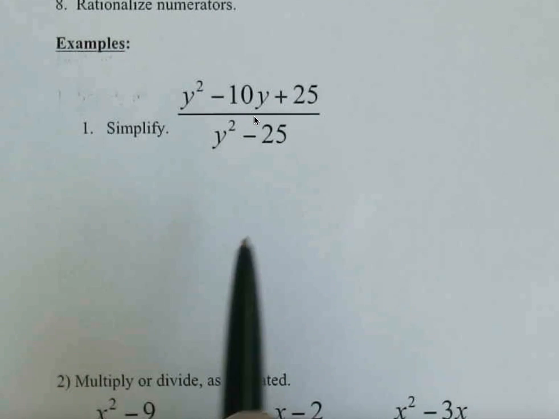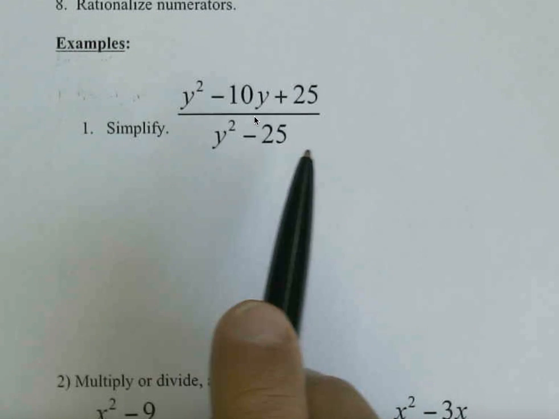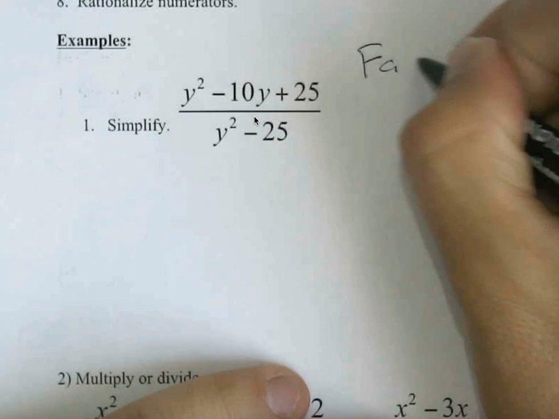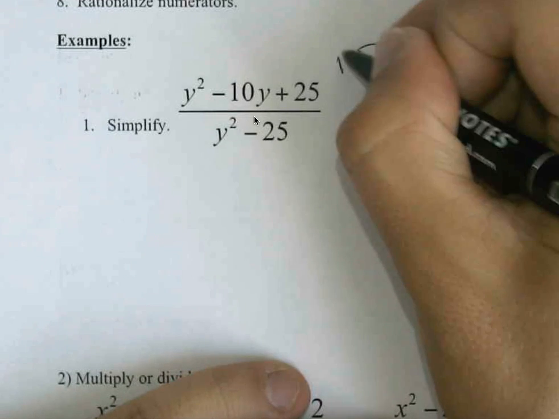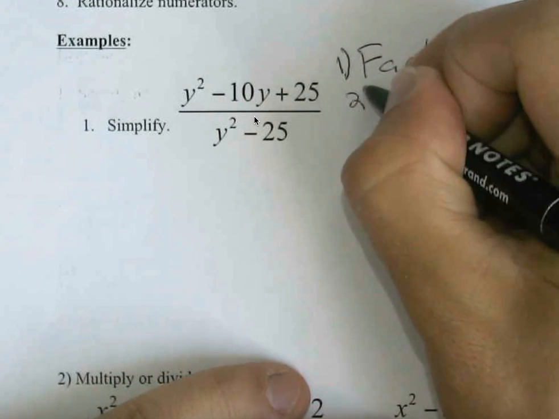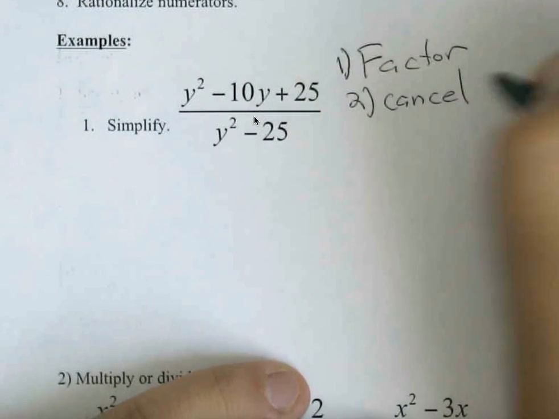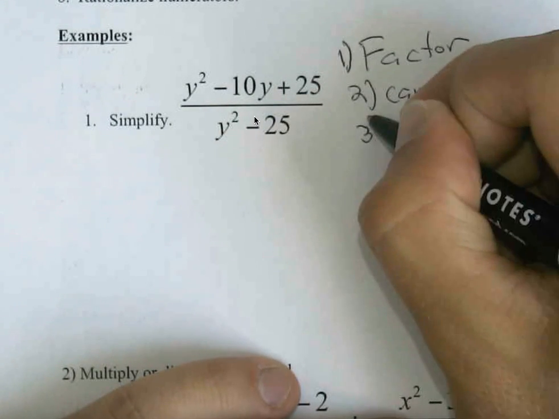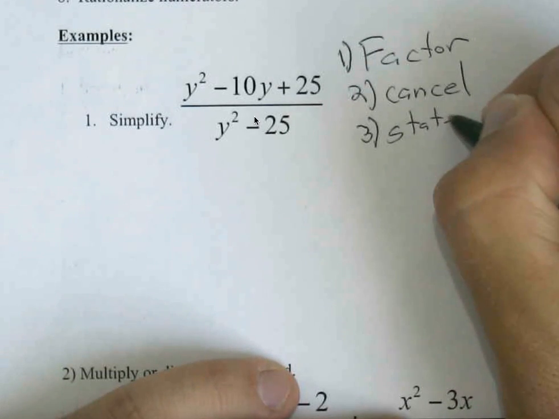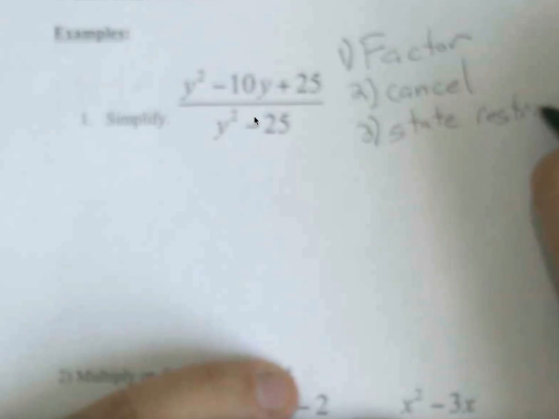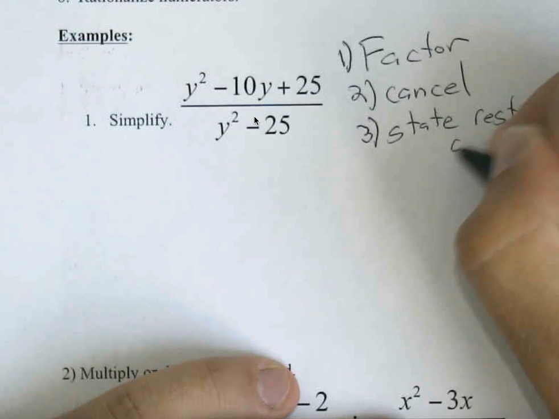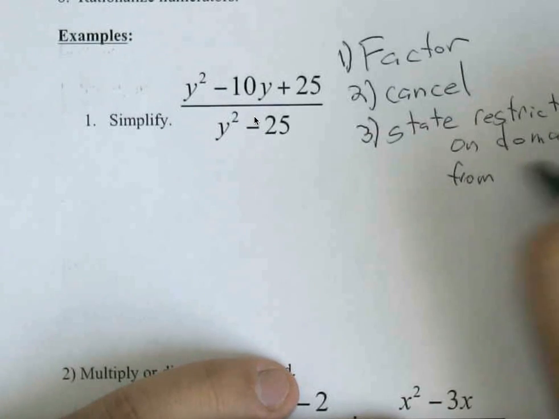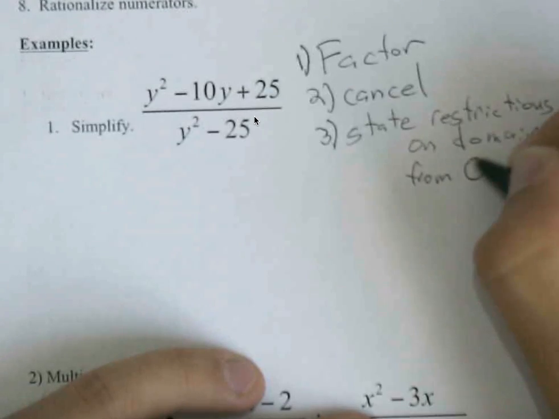So we're simplifying. So what does this mean? We can rewrite this rational expression so that after factoring, so kind of the first thing, we'll factor. We can then cancel anything that's repeating. So factor, cancel, and also state restrictions on the domain from the original expression, which I'll abbreviate to OG.